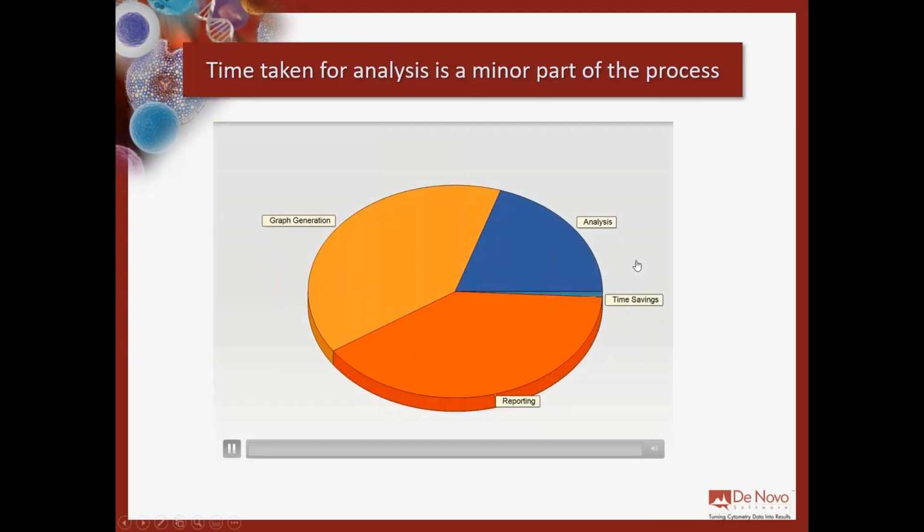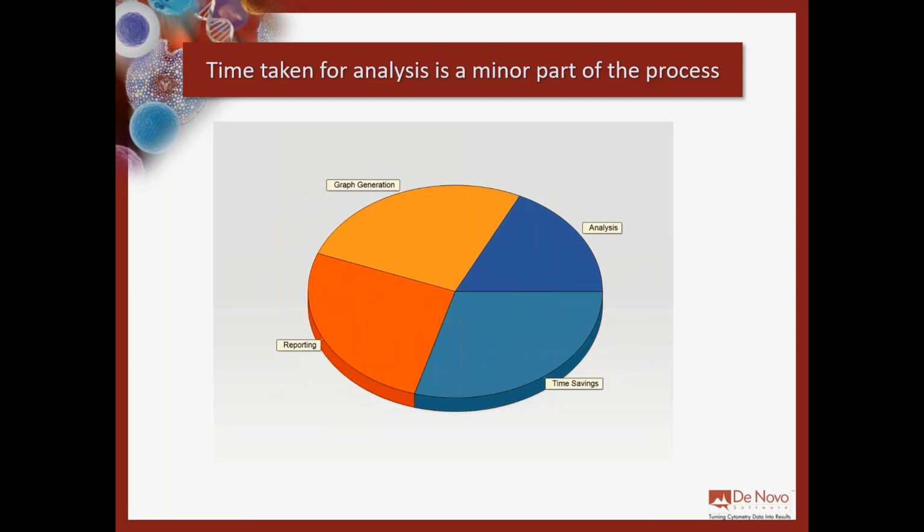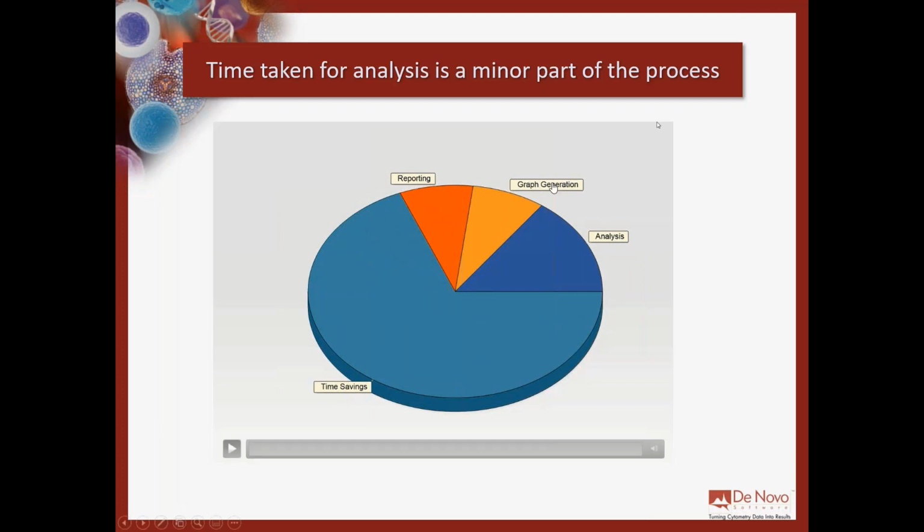So I want to summarize, and I want to mention again that what we usually call the analysis part is just a small part of the entire process. Because after creating plots and gates, you need to spend time to report, to share your data, to present your data, to create charts, to calculate the statistical significance between experimental groups. And this is why at De Novo Software, we focused a lot on making the reporting and the graph generation part shorter. And this is why the time saving that you will have through FCS Express is so huge.